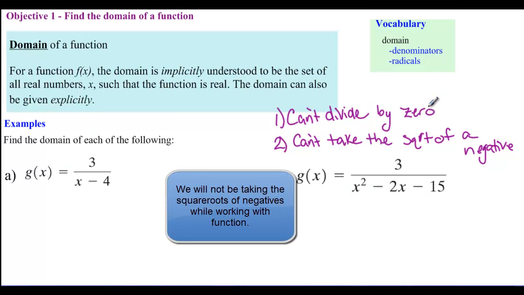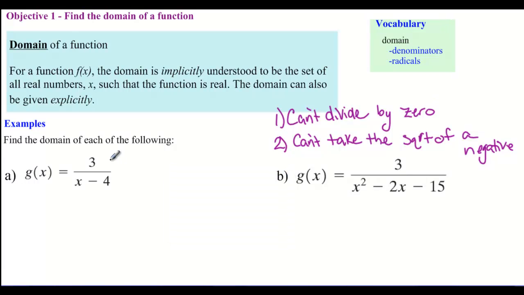In the future, we're going to actually talk about complex numbers and imaginary numbers, which will be taking the square roots of negatives. We will not be taking the square root of any negative numbers for functions or for this section. So for A, to figure out what our domain is, let's first figure out what our restrictions are.